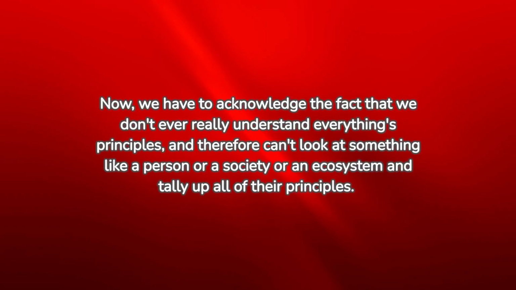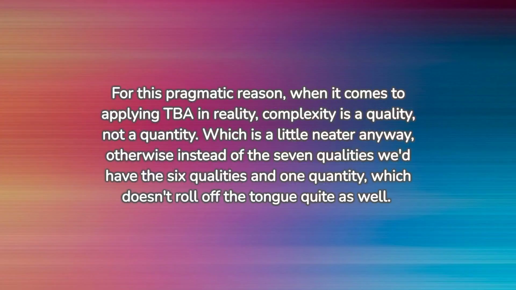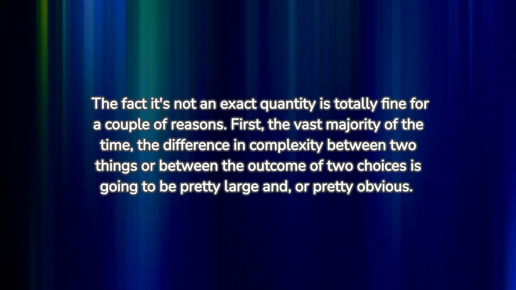Now, we have to acknowledge the fact that we don't ever really understand everything's principles, and therefore can't look at something like a person or a society or an ecosystem and tally up all of their principles. For this pragmatic reason, when it comes to applying TBA in reality, complexity is a quality, not a quantity, which is a little neater anyway. Otherwise, instead of the 7 qualities, we have the 6 qualities and 1 quantity, which doesn't roll off the tongue quite as well. The fact it's not an exact quantity is totally fine for a couple of reasons.